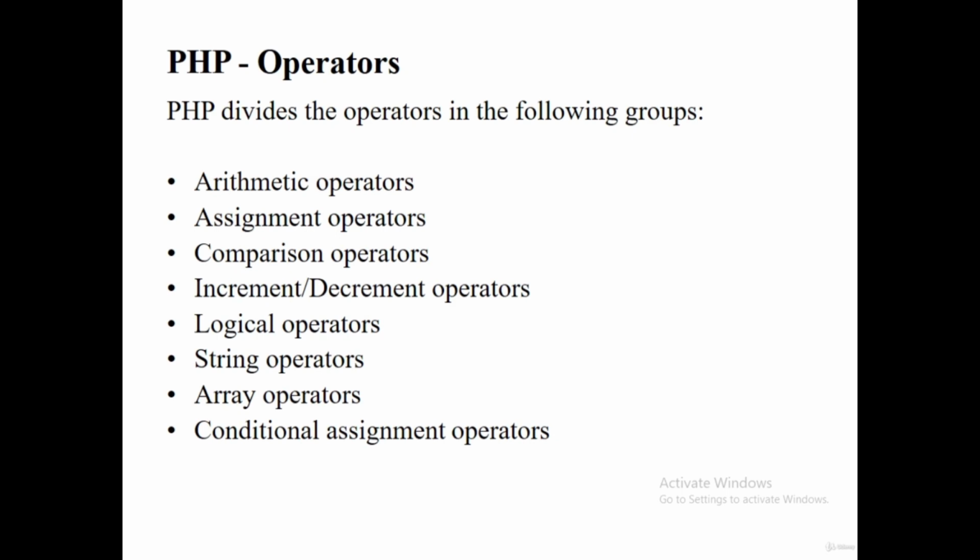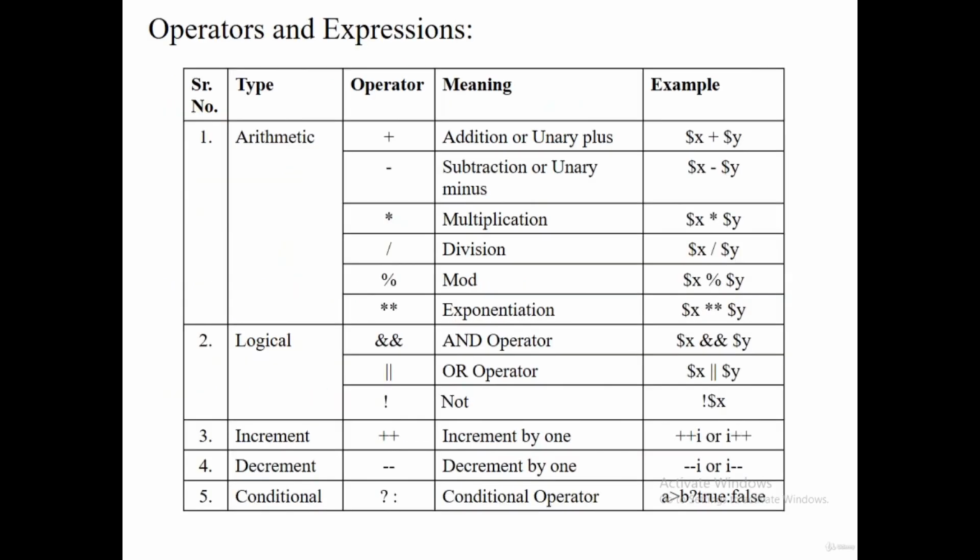PHP divides the operators into the following groups: arithmetic operator, assignment operator, comparison operator, increment decrement operator, logical operator, string operator, array operator, and conditional assignment operator. So let's see the different operators and expressions. First, the arithmetic operator. The plus operator is used for addition, or as a unary operator. An example of that is $x plus $y, where we have declared these variables with the plus sign. Then subtraction, $x minus $y. Multiplication, we use the same thing, but you have to change the sign. Division, mod operator, and exponential operator.